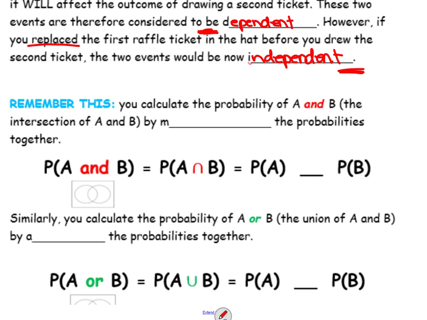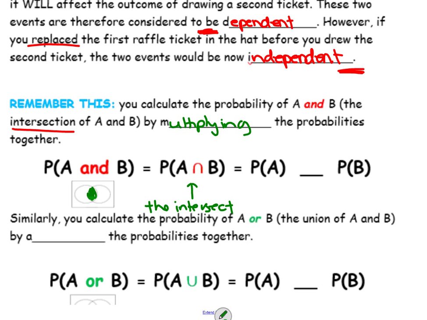Remember this: you calculate the probability of A and B, which is the intersection of A and B, meaning this little part here, by multiplying the probabilities together. So the probability of A and B, which is the intersection, equals the probability of A times the probability of B. I might also want to write here, of A and B.